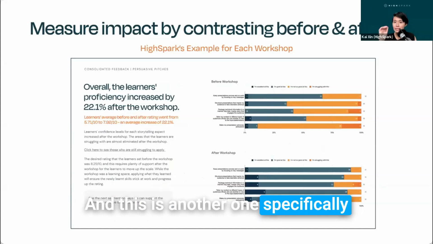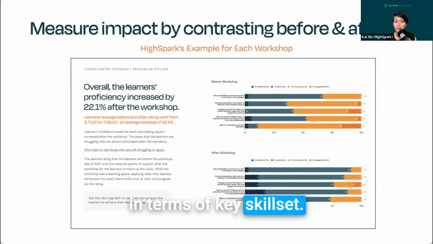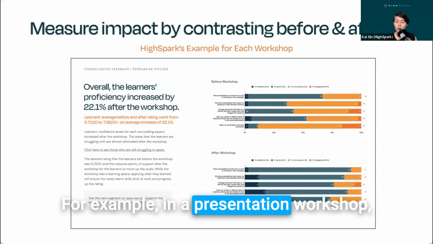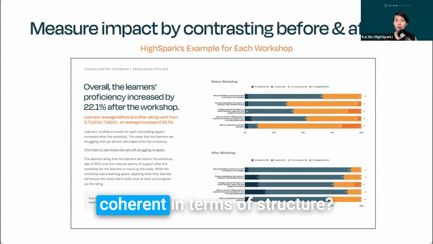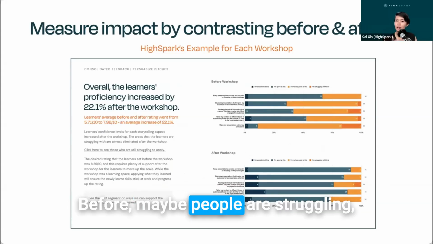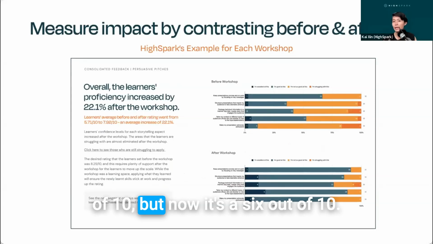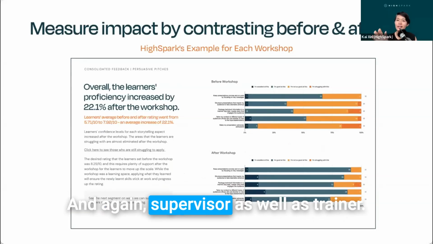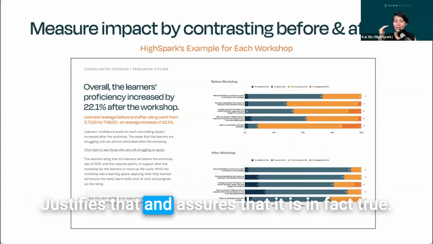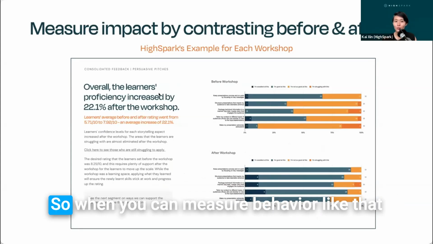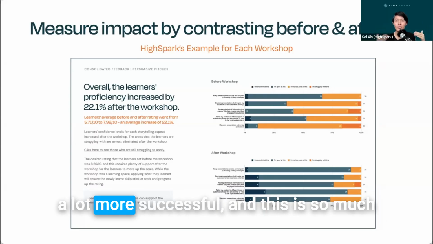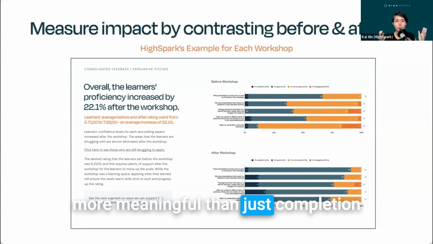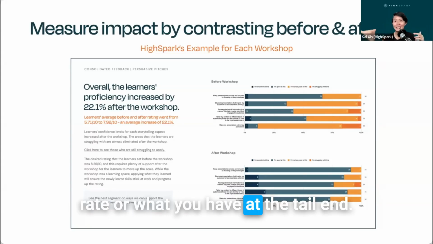And this is another one, specifically in terms of key skill set. For example, in a presentation workshop, we might want to measure behavior in terms of, okay, is the presentation coherent in terms of structure? Before, maybe people are struggling, they rated themselves a 2 out of 10, but now it's a 6 out of 10. And again, the supervisor as well as the trainer justifies that and assures that it is in fact true. So when you can measure behavior like that, it shows that your initiative is a lot more successful. And this is so much more meaningful than just completion rate or what you have at the tail end.